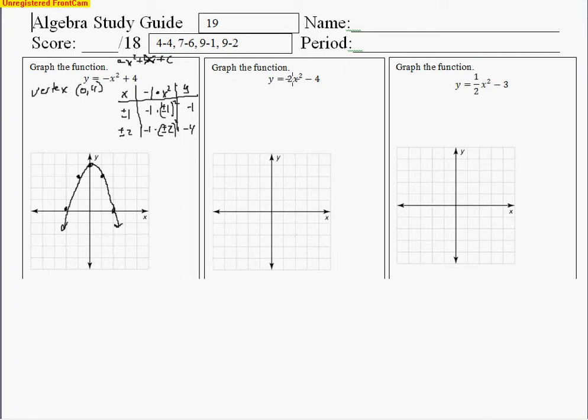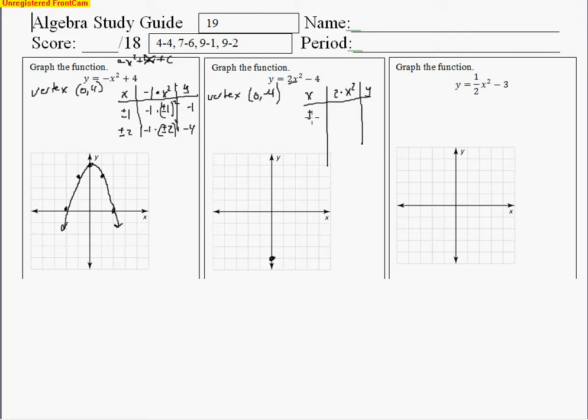So on this one, same thing, no bx term, so this is the vertex. So my vertex is at 0, negative 4. So I'm starting down 4 spaces this time. And then I use the parent graph. This time it's y equals 2x squared. So when you plug in some numbers, you're doubling your x squared value. So that's what you're going to do in the y direction.